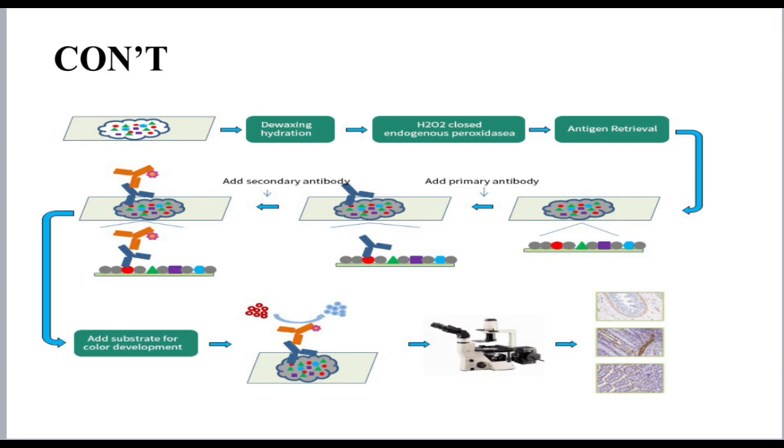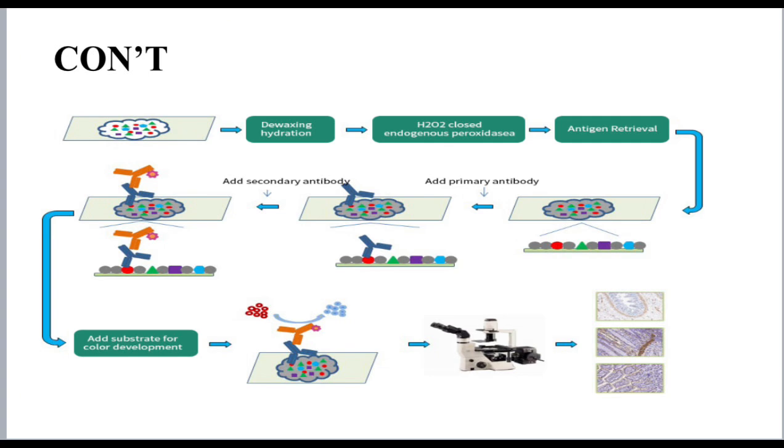We fix the cell on the slide in order to preserve its structure and immobilize the cell proteins. Then in permeabilization, we know that each cell has permeability in order to prevent foreign things from entering the cell. So we do permeabilization to allow antibodies to penetrate the cell membrane. After that we have blocking. Blocking agents are used to prevent non-specific binding of antibodies to other cellular components.